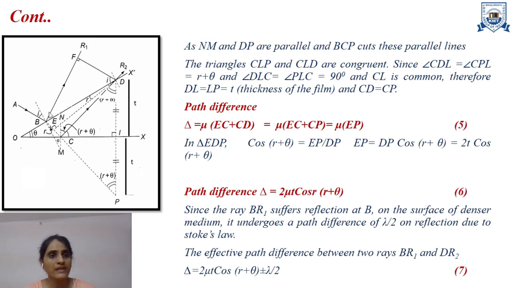Since the ray BR1 suffers reflection at B on the surface of a denser medium, it undergoes a path difference of lambda by 2 on reflection due to Stokes' law. So the effective path difference between the two rays BR1 and DR2 will be 2 mu T cos(r plus theta) plus or minus lambda by 2, which is my equation number 7.